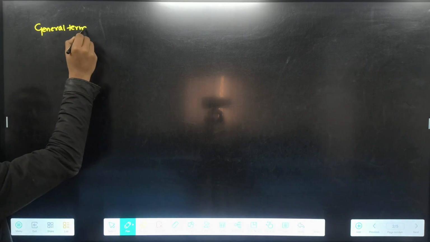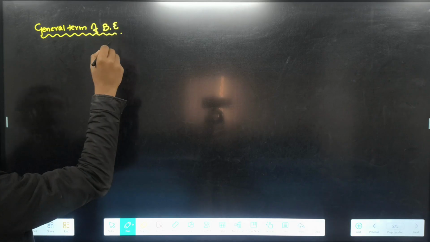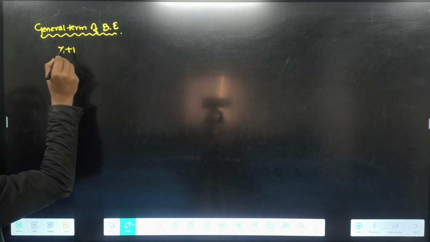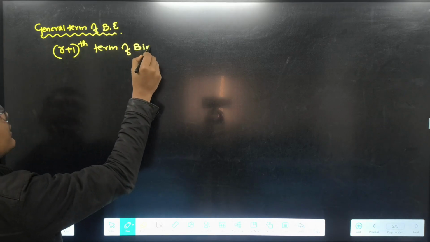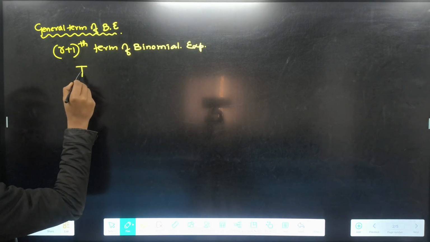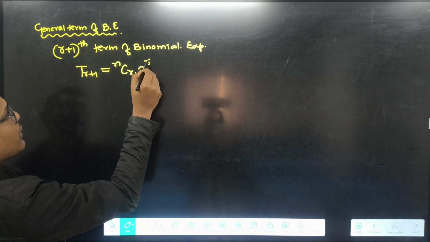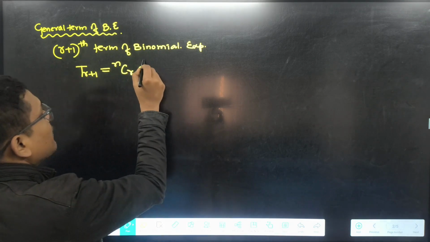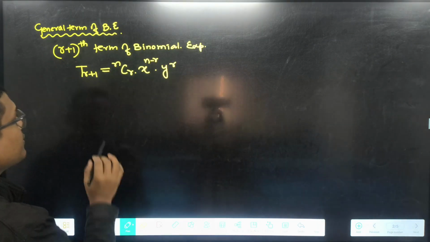So what we got finally is the general term of binomial expansion. We can say it as the general term or as the (r plus 1)th term of binomial expansion, and it goes T r plus 1 is equal to n C r x to the power n minus r into y to the power r. So this is our binomial expansion formula.